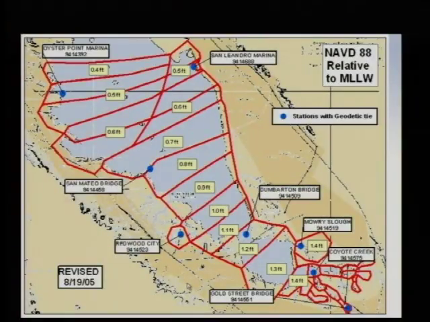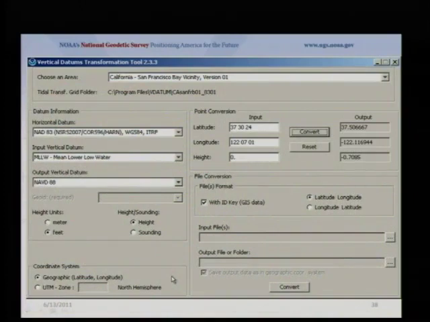So the tidal zonation scheme is illustrated here, showing the delay and the difference in heights in these regions based on the tide gauges that were established for this effort, showing NAVD 88 relative to mean lower low water, and zooming in closer.